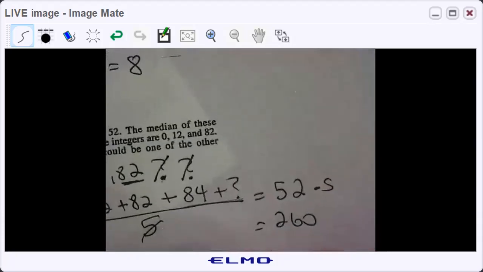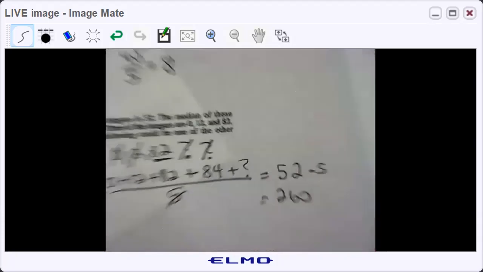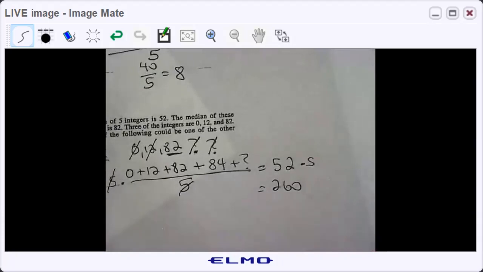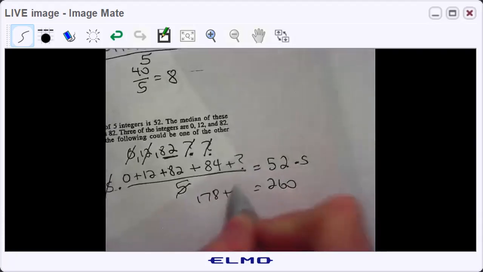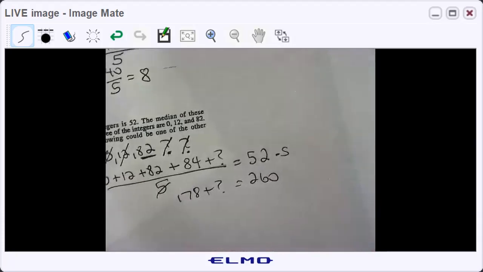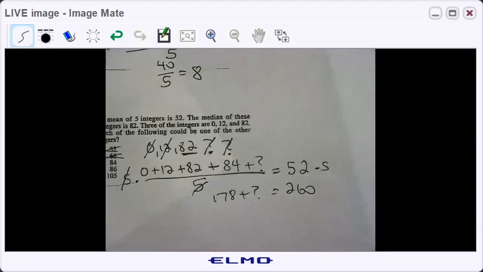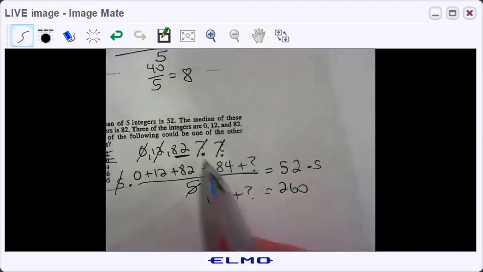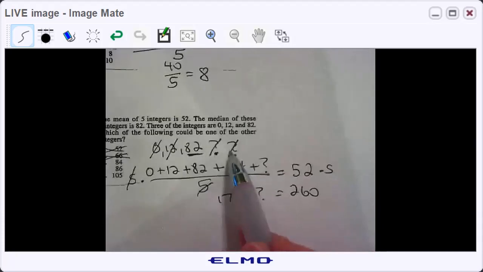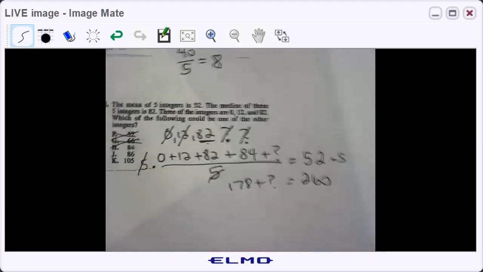Then, of course, we can go ahead and finish out to figure out what that question mark is. Oh, sorry, let me zoom in on this just a little. We can add up to figure out what that question mark would be. So 12 plus 82 plus 84 was 178, and so subtract that from 260. That means the question mark would have to be 82, which would be okay. We would have an 82 in this spot and an 84 here, and that would still cross out to give us a middle of 82. So that one seems to work.